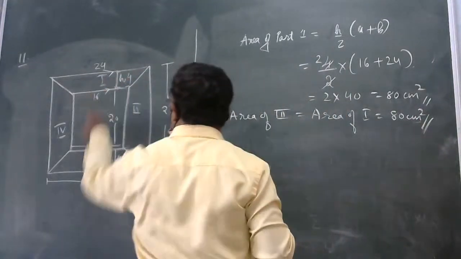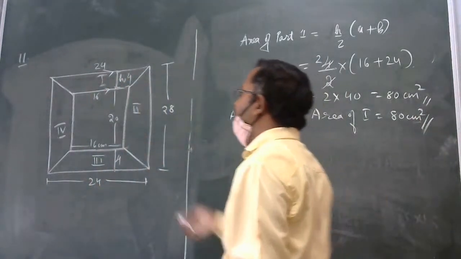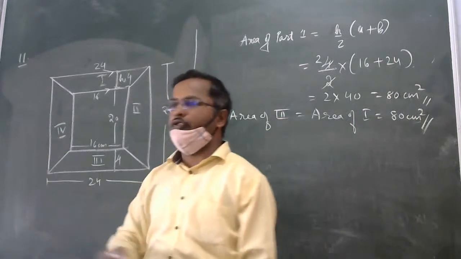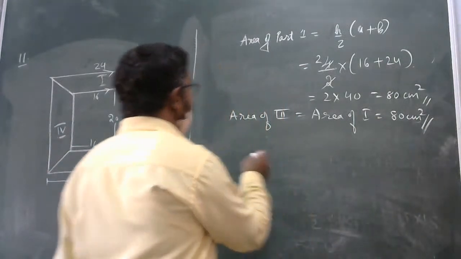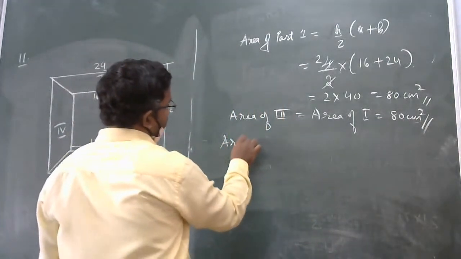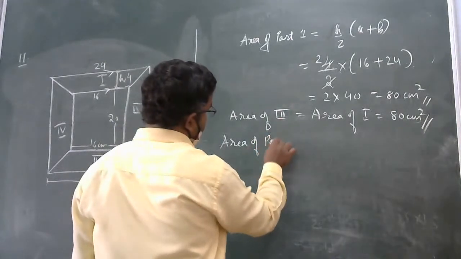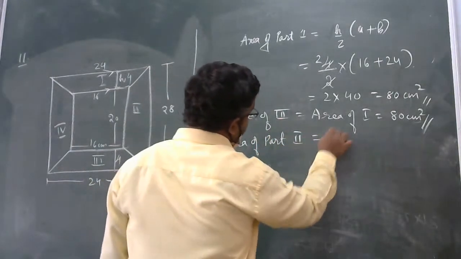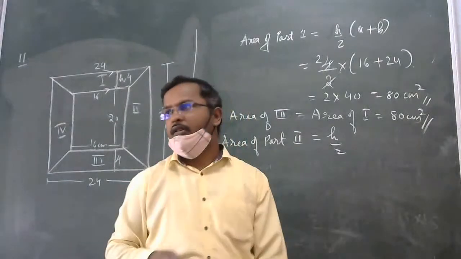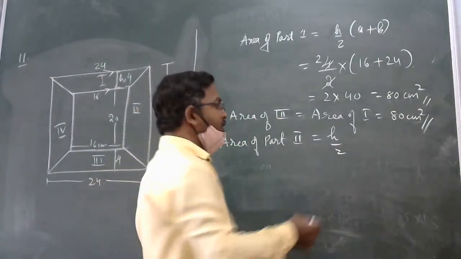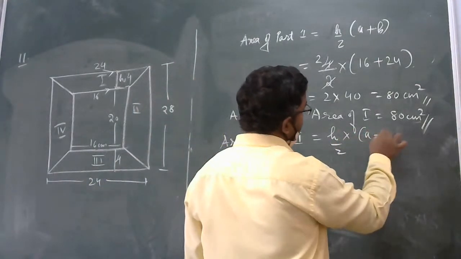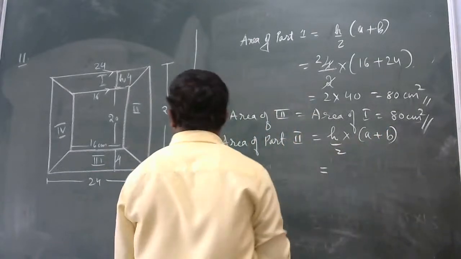So these two parts we have found out. Now we have to find the area of part 2 and part 4. So find the area of part 2 now. And again it is in the shape of trapezium only. The formula will be h by 2 into (a plus b).